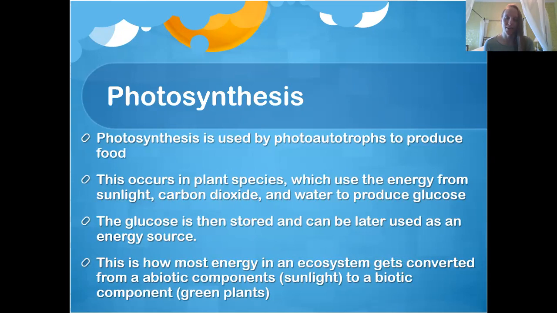Photosynthesis, as we said, is the method used by photoautotrophs to produce food. This includes all of our different plant species that take in energy from sunlight, carbon dioxide from the air, and water from the ground in order to produce glucose. And then they store that glucose to be used later on as an energy source. And that's how most of the energy that exists in our ecosystem gets converted from abiotic components to biotic components. So it gets converted essentially from solar energy or sunlight into the glucose stored in plants.